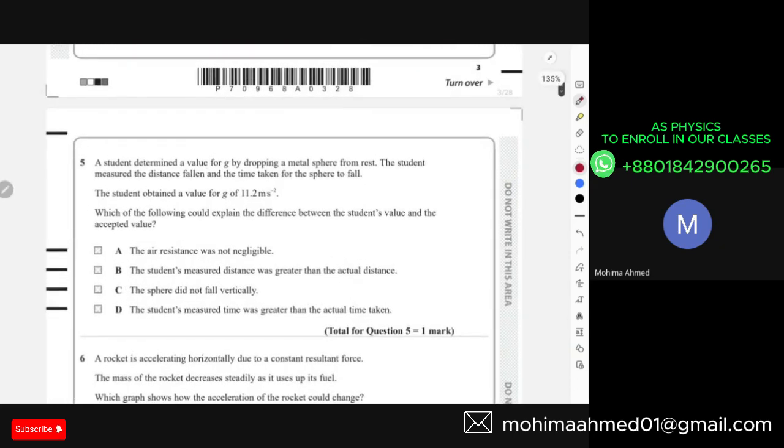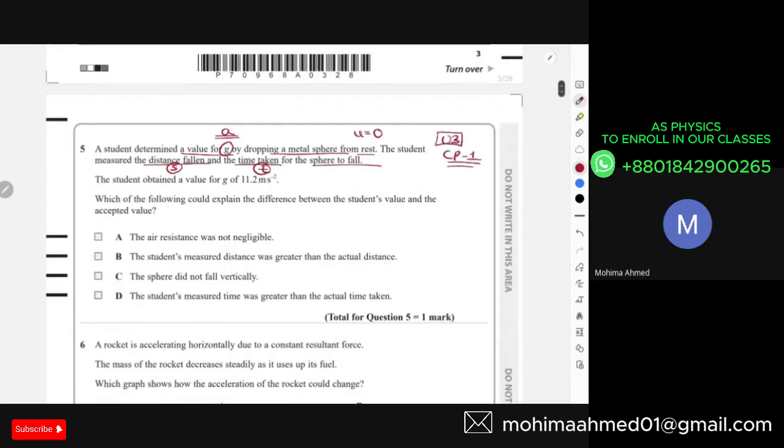A student determined a value of g by dropping a metal sphere from rest. Initial velocity is 0. The main motive was to calculate acceleration. The student measured the distance fallen, s, and the time taken, that means t is also there, for the sphere to fall, right? This is, by the way, your unit 3 core practical 1. Then again, the student obtained a value for g of this much. Which of the following could explain the difference between the student's value and the accepted value?